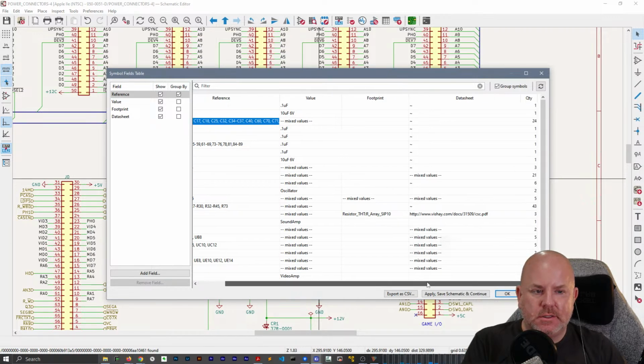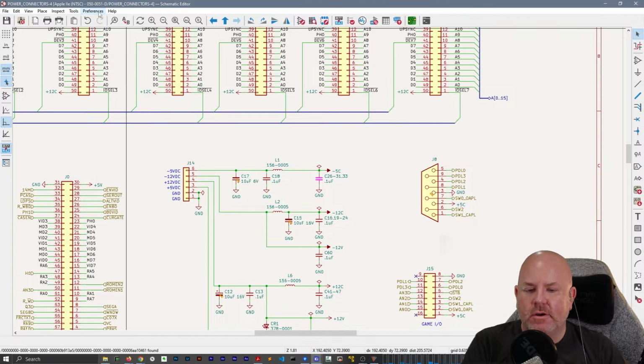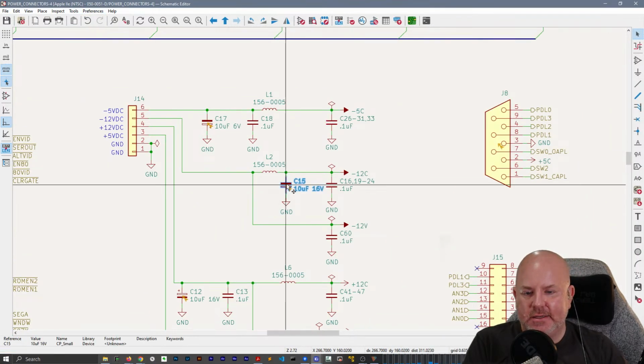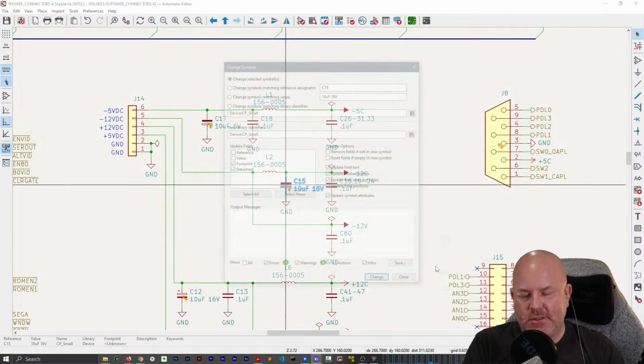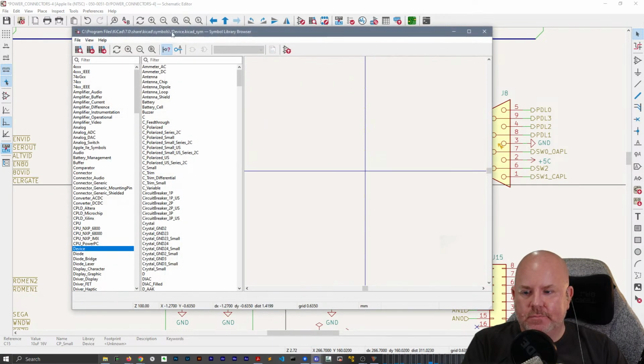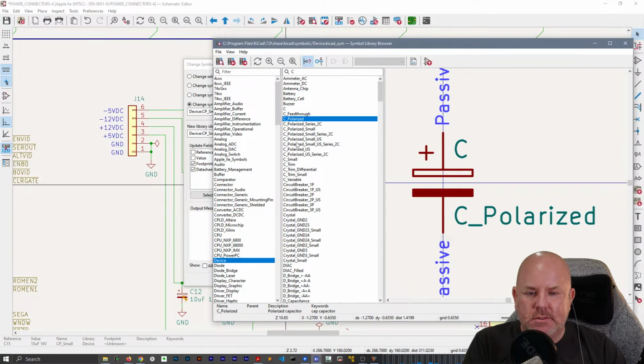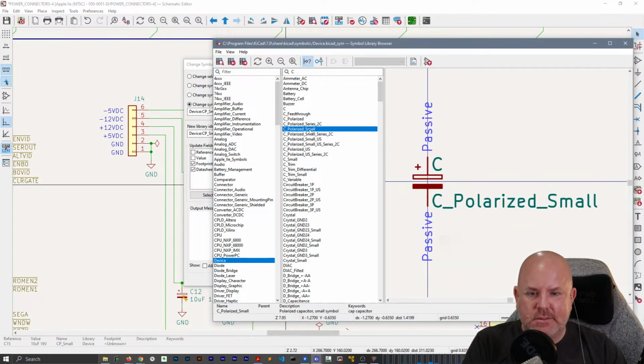Oh, I thought I could. Oh, this is not the table I want. This is not the table we're looking for. Shoot. I was hoping, okay, what we've got to do is edit this symbol. We're going to do change symbol. I want to change symbols matching identifier CP small, because those are now going to become, I think, C polarized small. Isn't there a C polarized small? There it is. C polarized small.